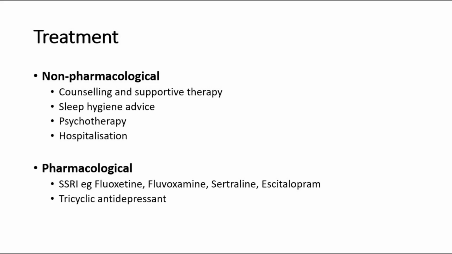Whereas for pharmacological treatment, the first-line treatment would be the SSRI, the selective serotonin reuptake inhibitors. Some examples of the medications include fluoxetine, fluvoxamine, sertraline, and also escitalopram. We have to inform the patients that this SSRI will take around 4 to 6 weeks to achieve its effect. Explain the side effects to the patient, and monotherapy with a single antidepressant is recommended.